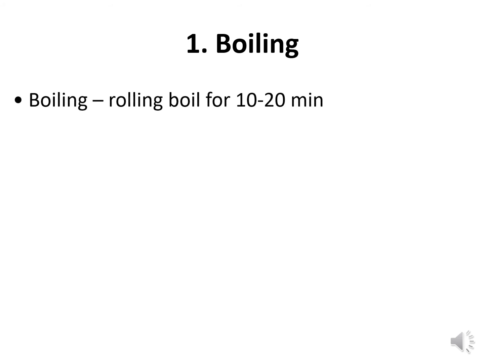So coming to the boiling method, this is the most commonly used and the simplest of all the methods. First of all, we should bring the water to a boiling point that is called a rolling boil. A rolling boil means we should be able to see bubbles on the surface of the water, and this should be continued for about 10 to 20 minutes.